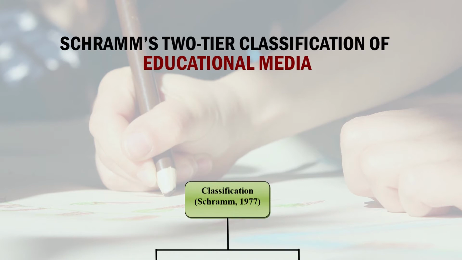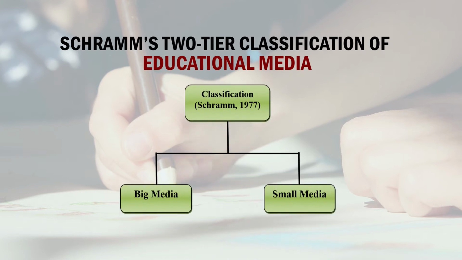Besides this, there are other scholars also who have defined educational media. For instance, Scrum has defined it as a two-tier classification, which is of big media and small media, where big media are able to cover a lot of masses, like television, like other kinds of technologies like computers, like interactive radio and so on. These are all examples of big media.